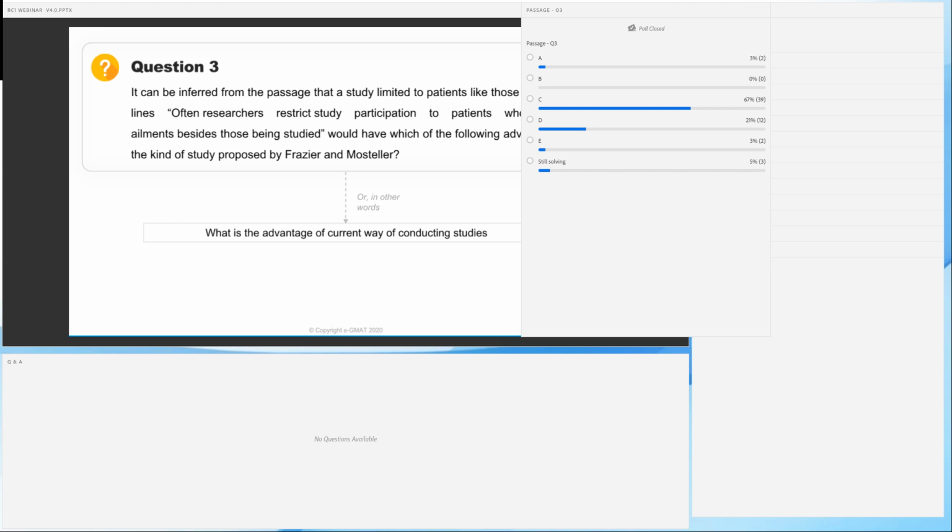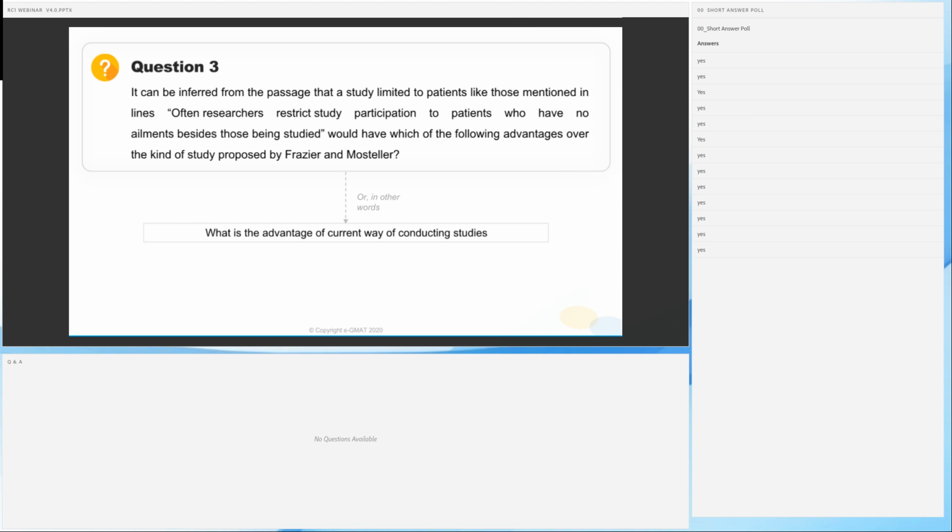67, but 70% of you got this right. I'm only going to focus on choice D because that's where the other folks are. It can be inferred from the passage that a study limited to patients like those mentioned in the lines. Okay, the same set of lines we're talking about.